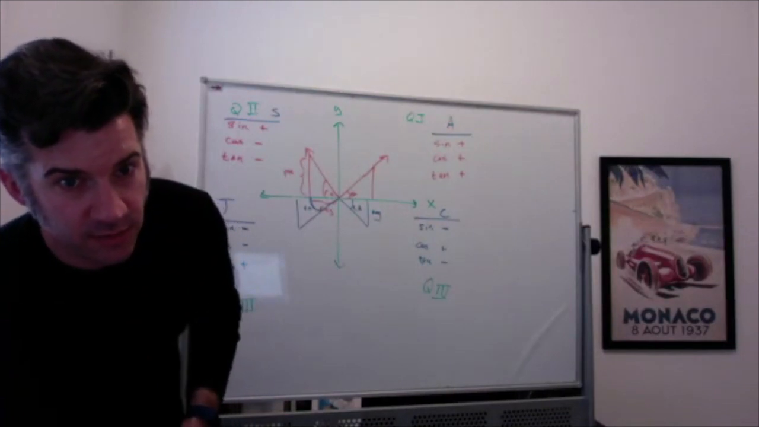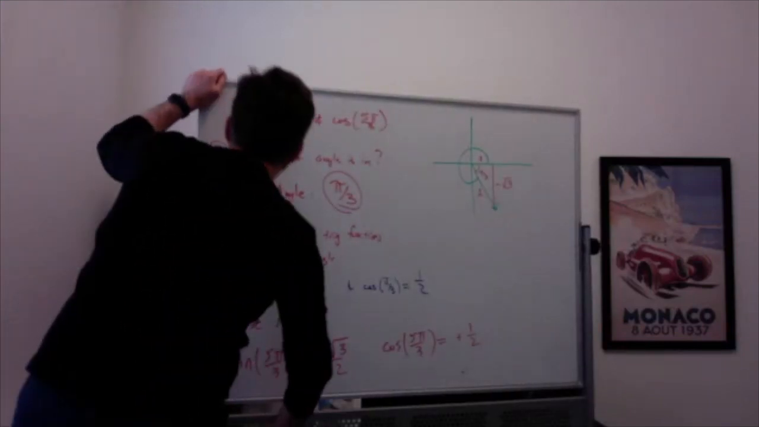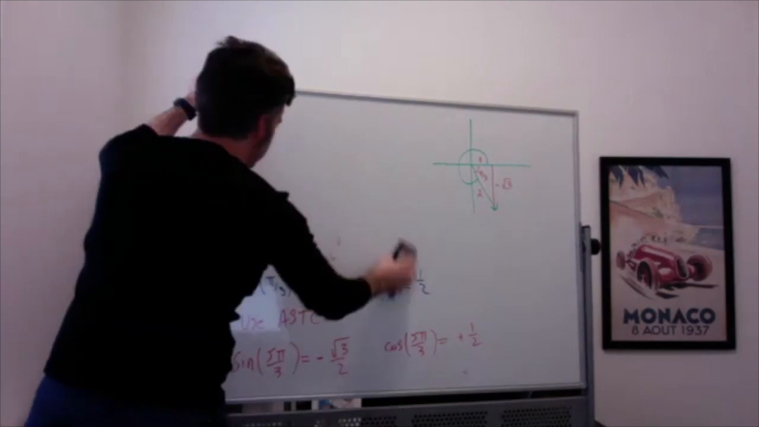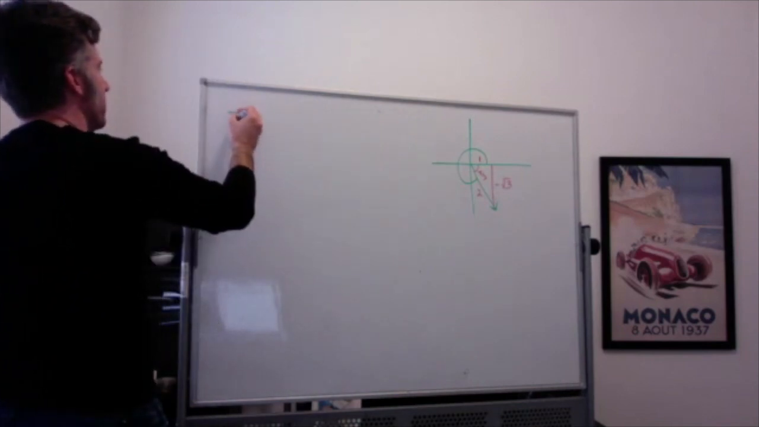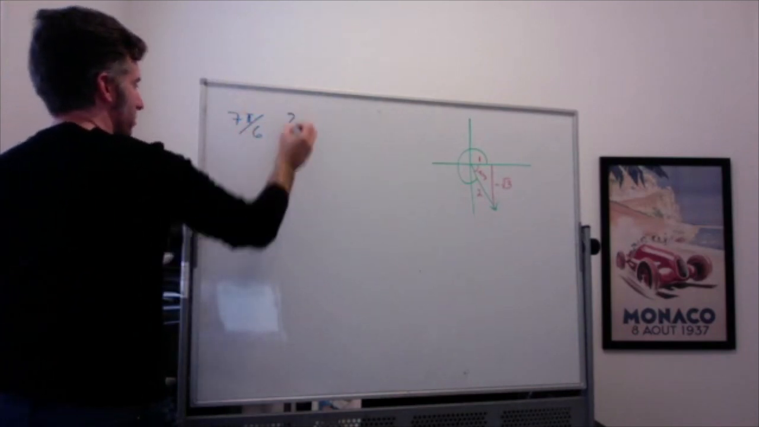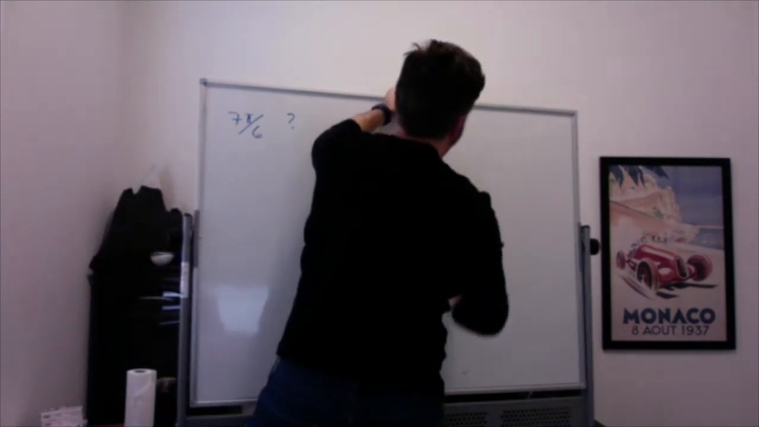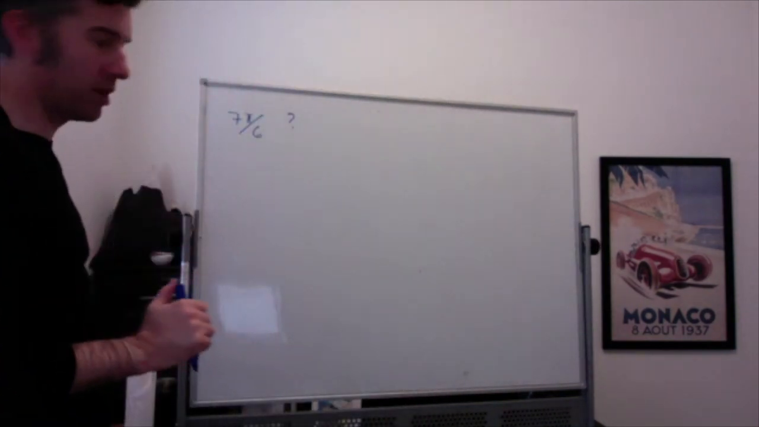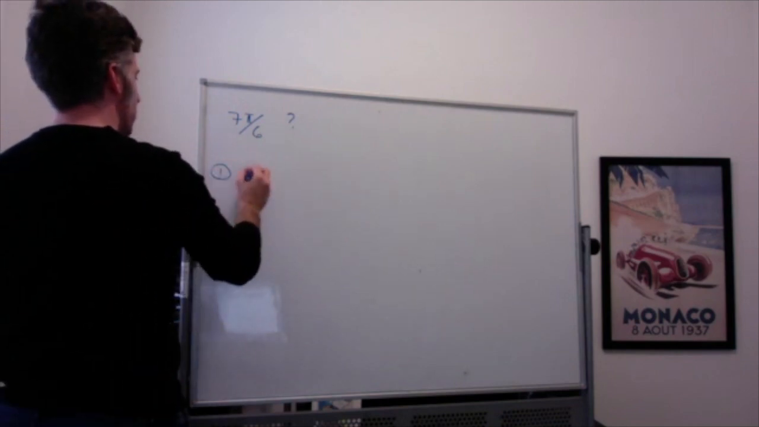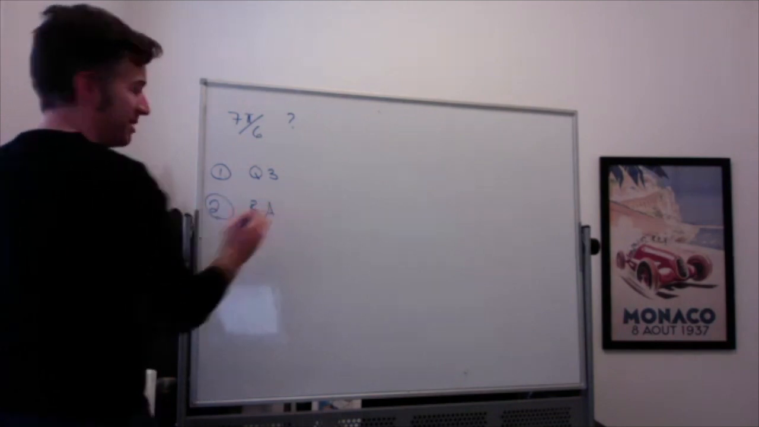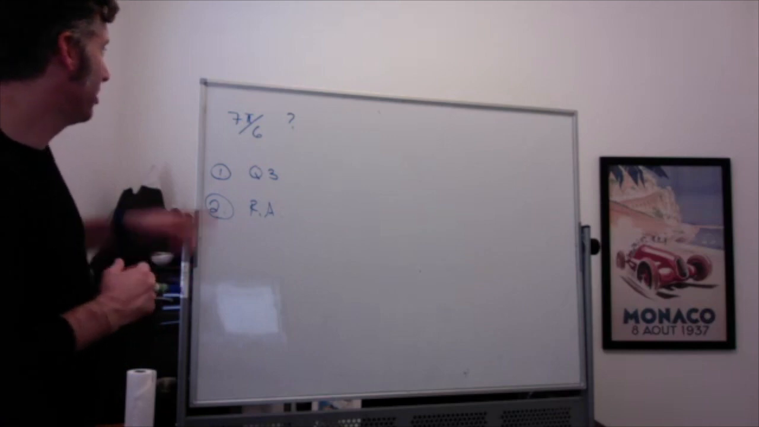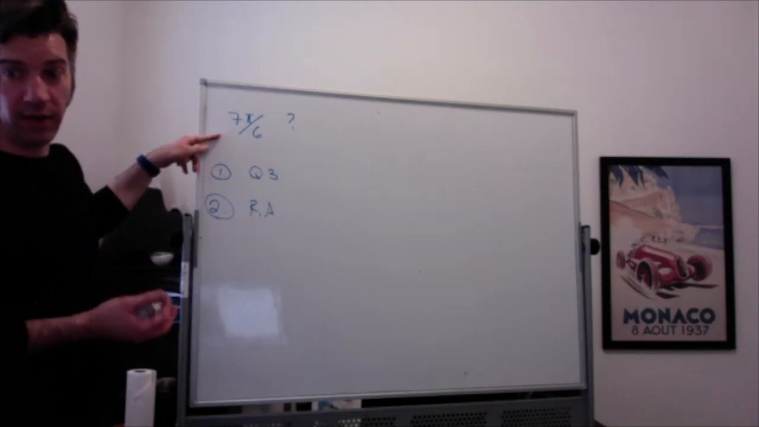All right, so then we can answer other questions. Like, I want to find sine, cosine, and tangent of 7 pi over 6. So I want to ask you guys, what quadrant is 7 pi over 6 in? Totally, quadrant 3. So step 1, we're in quadrant 3. Step 2, our reference angle is what? Well, it's one of our special angles, so it's just pi over 6, exactly.